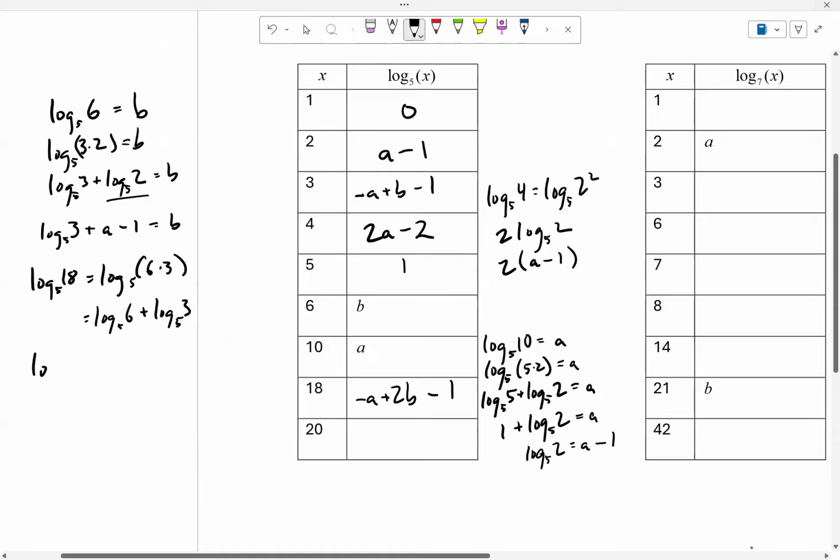For 20, I'm going to do a similar thing. Log base 5 of 20 is equal to log base 5 of 4 plus log base 5 of 5. So I'm just going to take these two basically and add them together. So I get 2A minus 1. I hope that makes sense.